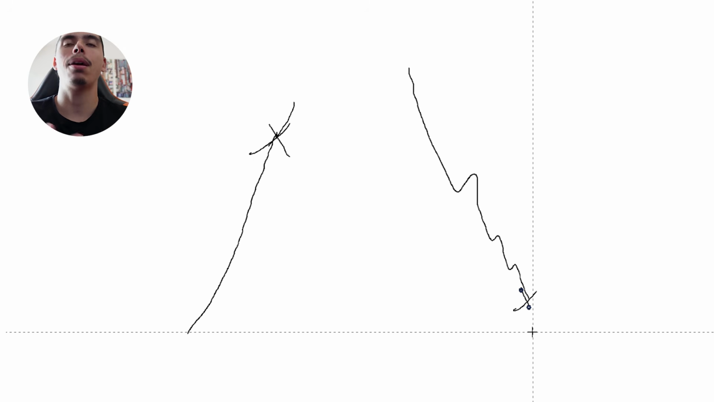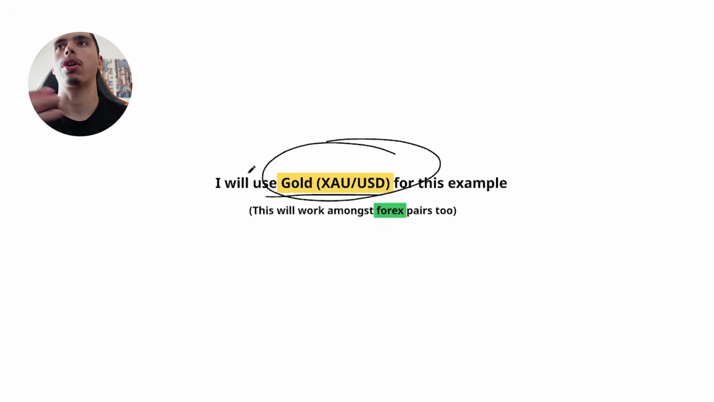So I'm going to explain a setup that is pretty simple to follow, step by step, on how to execute it when we're at London Open. I'm going to use gold for this example. This will work across Forex pairs as well as gold. Gold is popular and something I trade myself.